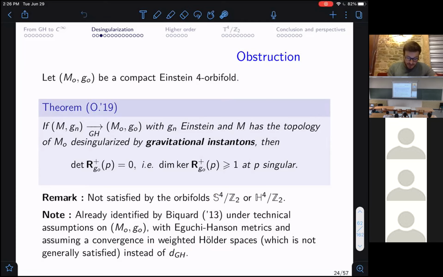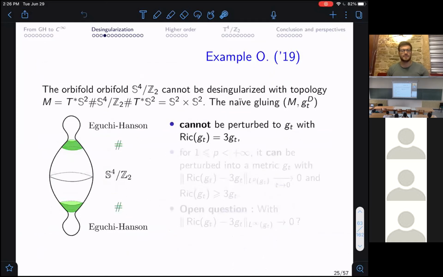And so here we get a general obstruction result in which you can have deformations for your orbifold, as many singularities as you want, and trees of singularities forming. The obstruction will still hold. So some example of application. You may want to try to desingularize this American football metric by gluing two Eguchi-Hanson metrics at the two singularities. But the theorem tells you that it's impossible. You cannot perturb it to an Einstein metric.